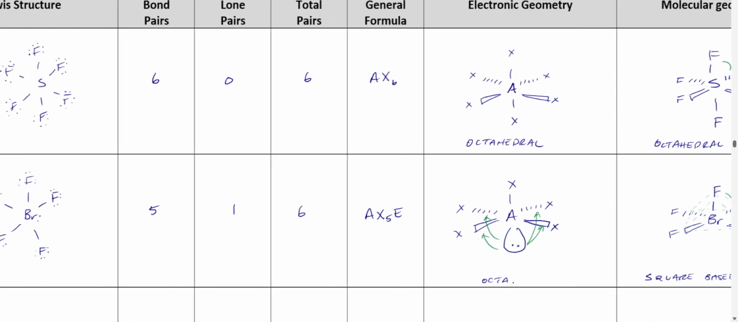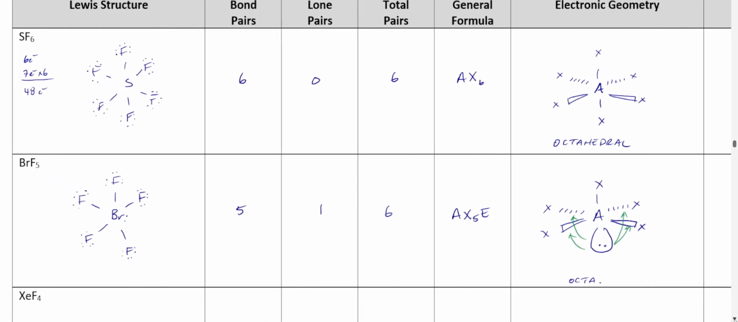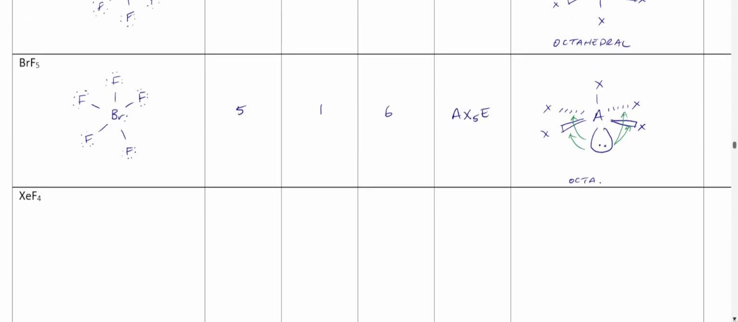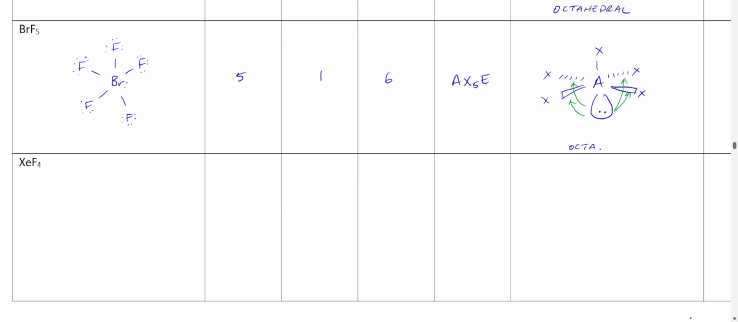The last one that we're going to take a look at is xenon tetrafluoride. And you might be thinking, well, how do I do this one? Because xenon does not have much reactivity because it's a noble gas. Well, under extreme conditions and reacting with fluorine, xenon can react and form compounds. And so xenon tetrafluoride looks as follows.